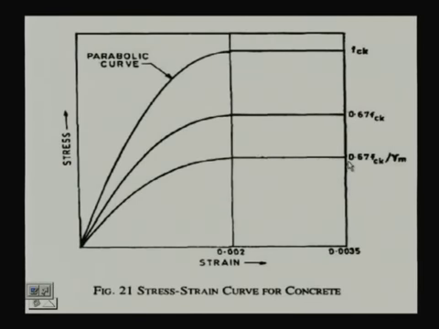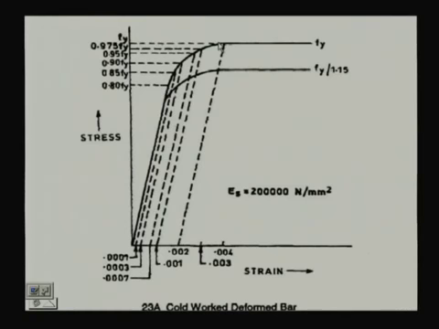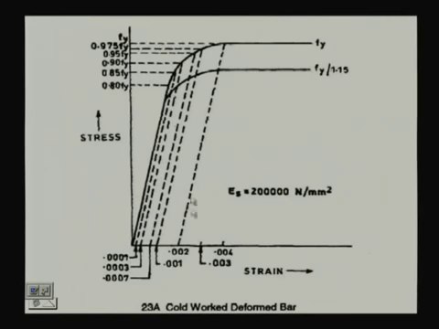Figure 23A of IS 456 is for cold worked deformed bar, high strength, and we shall consider Es, the modulus of elasticity for steel. We shall take this value, and for different strain we can get the stress value. So, for high yield strength deformed bar, we shall take this stress strain curve for steel.